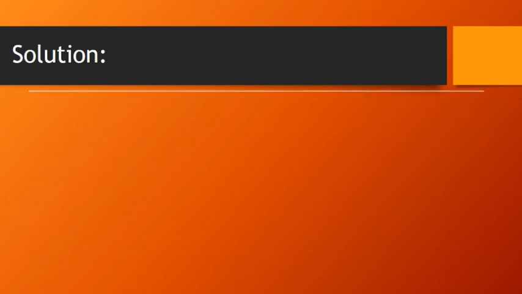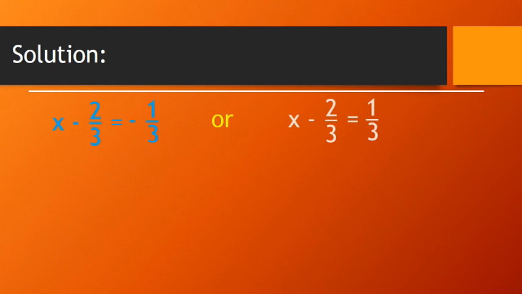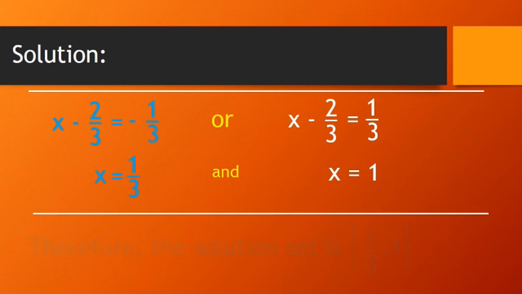By equating the linear expressions to each of the two values, we have x minus 2 over 3 is equal to negative 1 over 3 or x minus 2 over 3 is equal to 1 over 3. By solving this, we have x is equal to 1 over 3 and x is equal to 1. Therefore, the solution for this equation is 1 over 3 and 1.